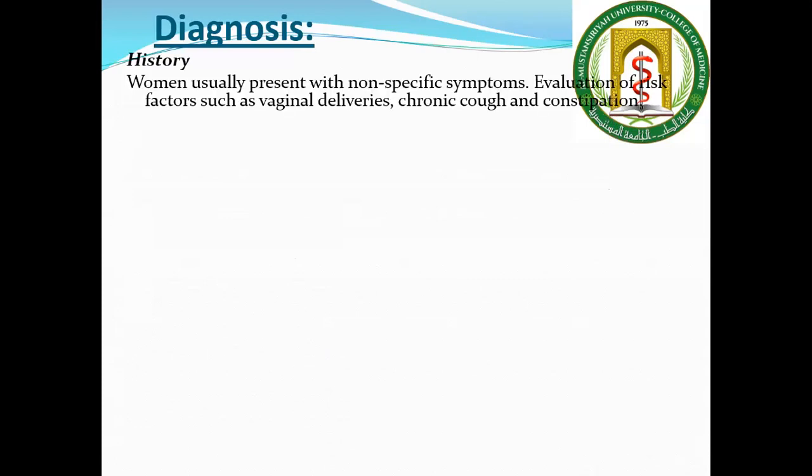The diagnosis, by history: women usually present with non-specific symptoms. So by history, we should evaluate the symptoms and evaluate the risk factors. For example, high parity women, history of operative delivery, such as forceps delivery, chronic cough, constipation; these are risk factors for prolapse.